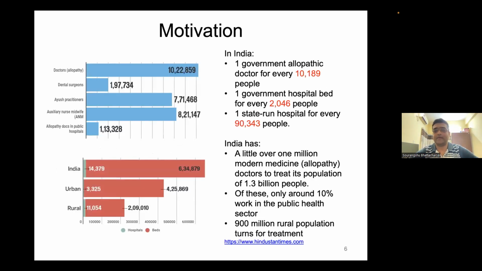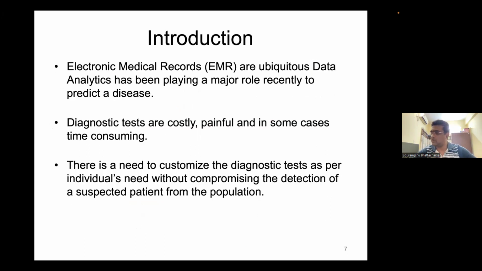In India, the situation is much worse. Again, this is a bit of old data, but we have one government allopathic doctor for every more than 10,000 people, one government hospital bed for every 2,000 people, one state-run hospital for every 90,000 people, and so on and so forth. You can see the numbers are really bad. About 1 million doctors to treat about 1.3 billion people. So things are really bad, and this kind of sets the motivation for our work.